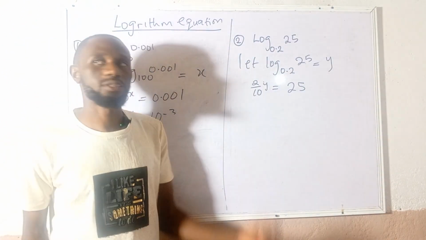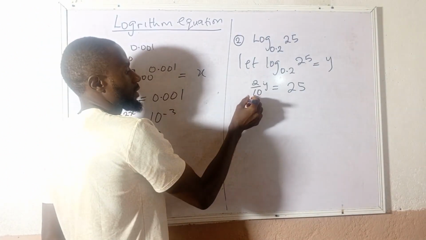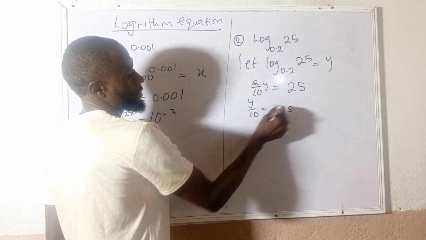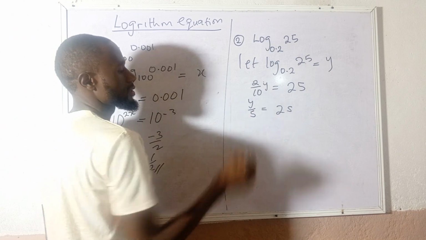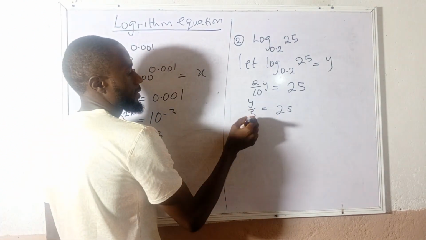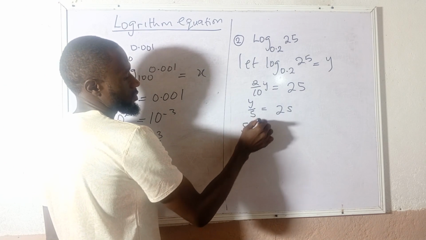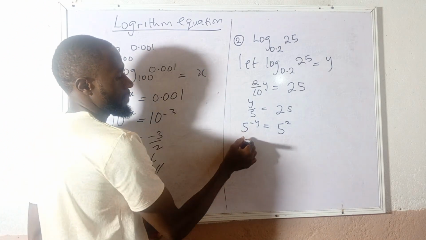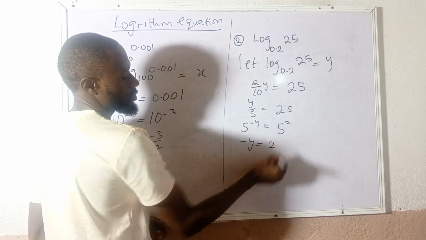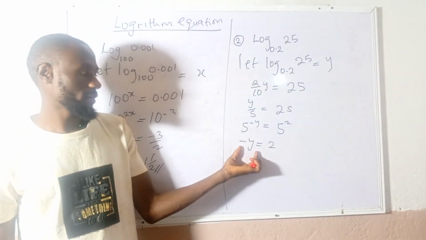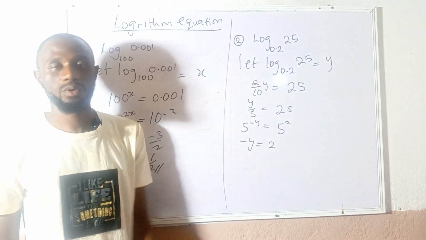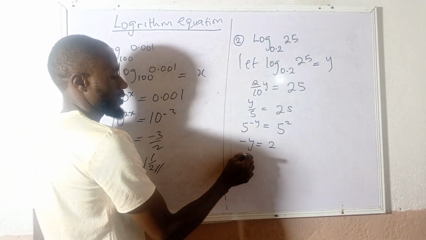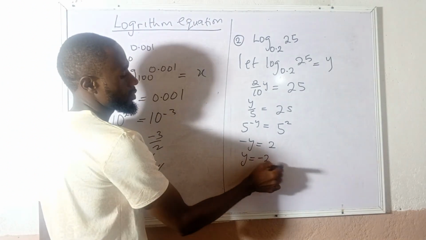Let's reduce the fraction to the lowest term. We have 2 over 10, which reduces to 1 over 5. Here we have 5 raised to the power minus y is equal to 5 raised to the power 2. Therefore, minus y is equal to 2. We do not want the value of minus y, so we multiply by the negative. We have y is equal to minus 2.